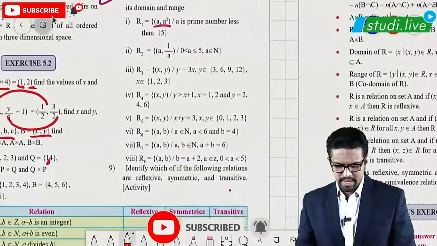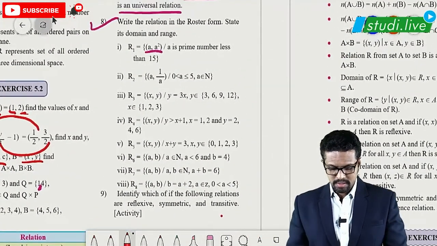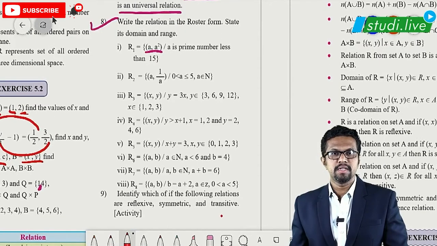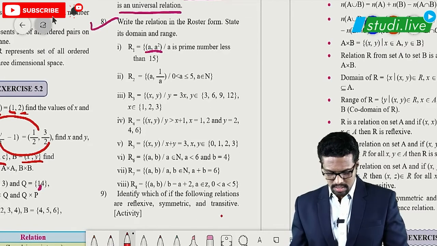So this is what we are supposed to do in this question. We are supposed to find the elements in the relation, write them in the roster form, that is the list method, and find the domain and range. What are the first elements in the relation and what are the second elements in the relation? So that is what we are supposed to do.